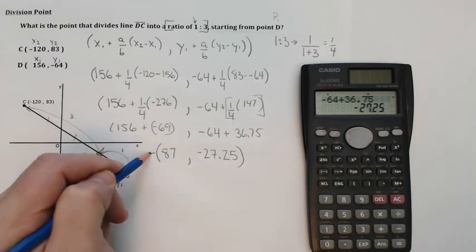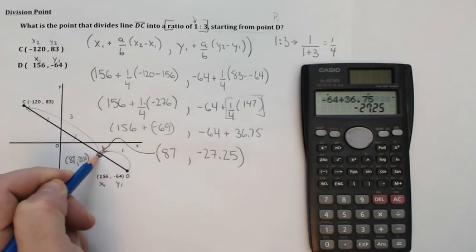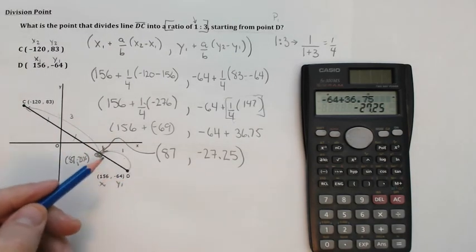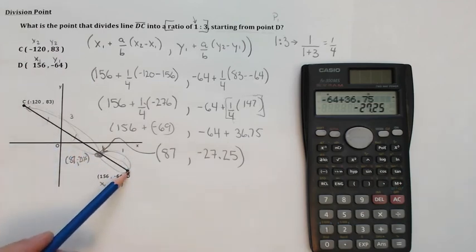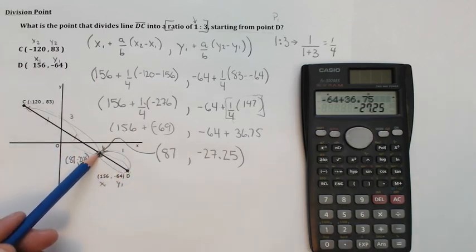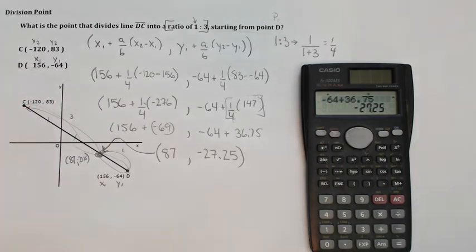So that point right there divides this whole line segment in a ratio of 1 part to 3 parts, or basically travels from point D 1/4 of the way to point C. That's how you do the division point.